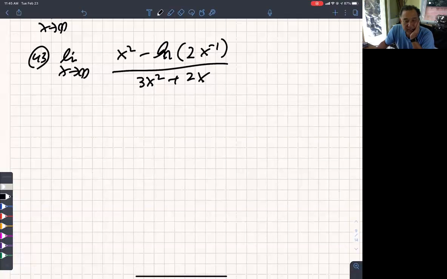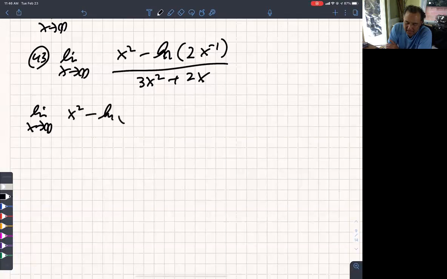This is 4.7, number 43, L'Hopital's rule. And since it's L'Hopital's, I'm assuming it's going to be L'Hopital's, so I'm going to go right to the limits. The limit as x goes to infinity of x squared minus ln of 2 over x.